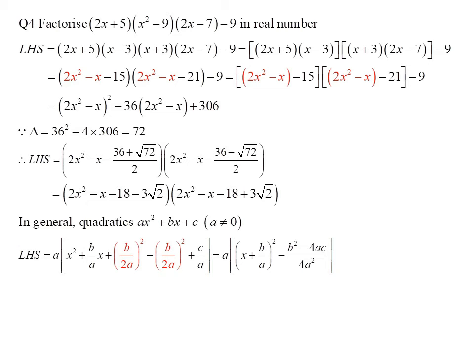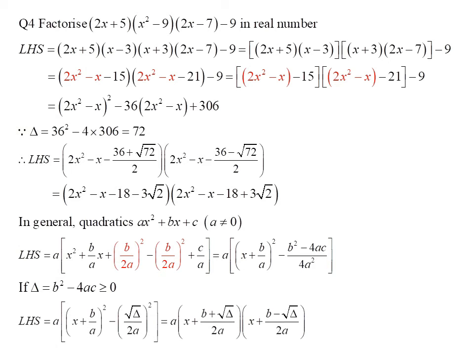As 4a squared is always greater than 0, if the delta is greater than or equal to 0, the quadratic trinomial in general can be factorized as shown on the screen. In case the delta is less than 0, then the factorization is beyond the real number range.